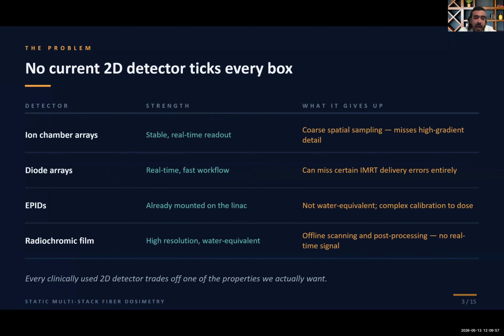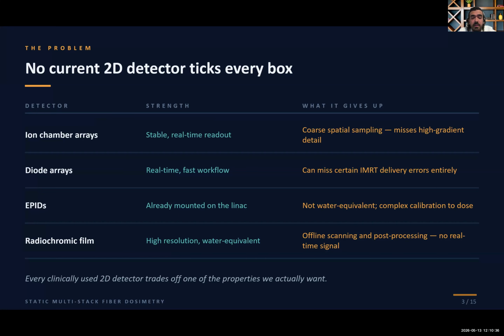So actually, we have a lot of 2D detectors right now, but not all of them tick every box. So let's look at what is already in the clinic. We have ion chamber arrays that are stable and give real-time readout, but their finite detector spacing limits spatial sampling, especially in steep dose gradients. We also have diode arrays that are fast and convenient, but several studies have shown they can be insensitive to certain kinds of IMRT delivery errors.